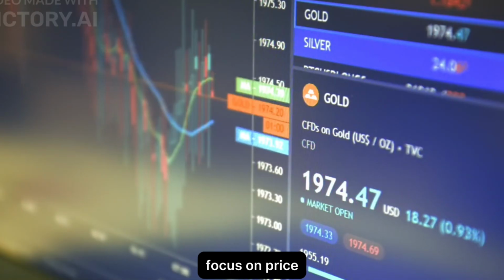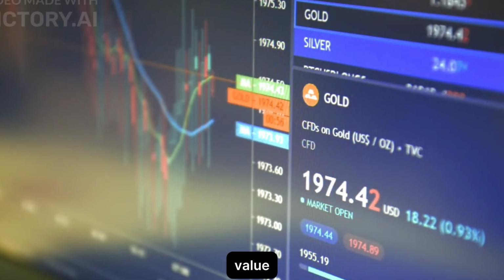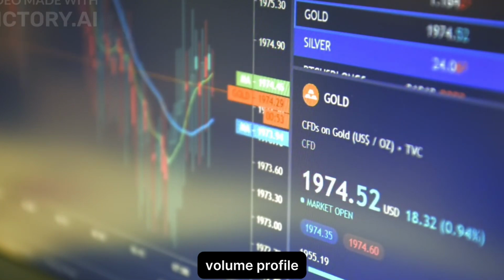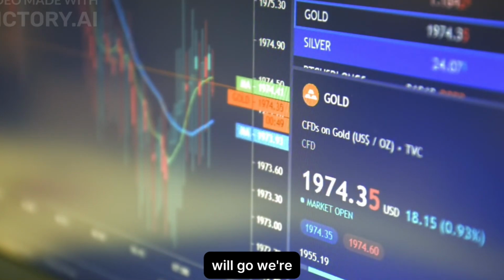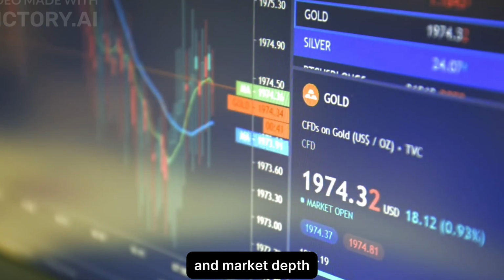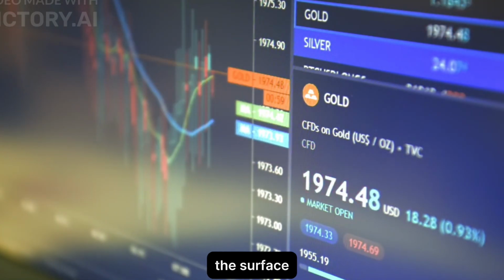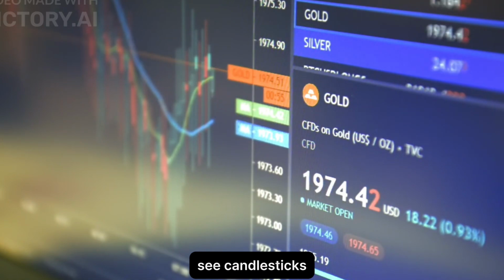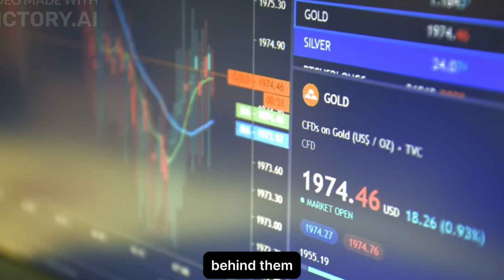Retail traders focus on price. We focus on value. By analyzing volume profile, we're not guessing where the market will go, we're calculating where it should go. Order flow and market depth are the tools that let us see beneath the surface. Most traders see candlesticks. We see the engine behind them.